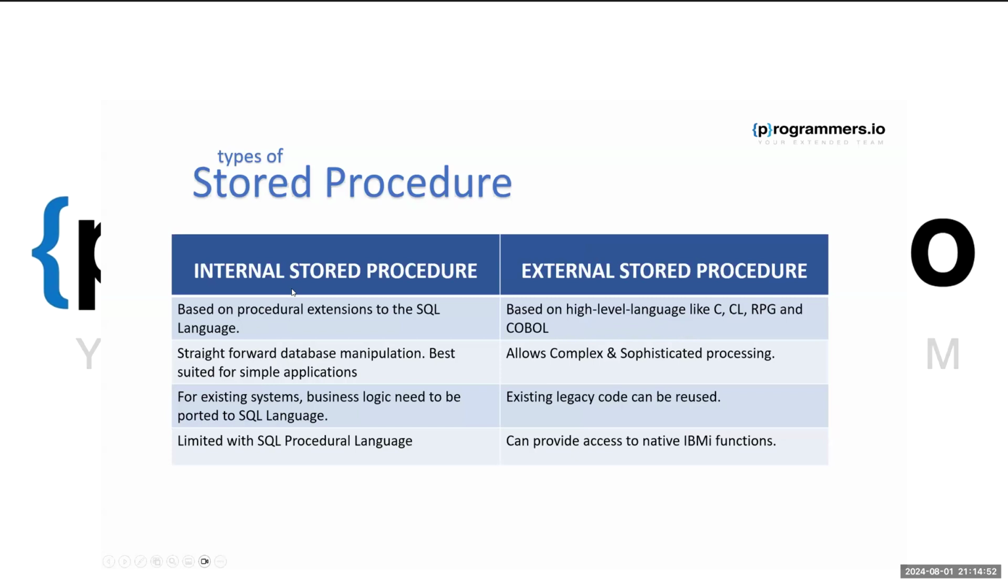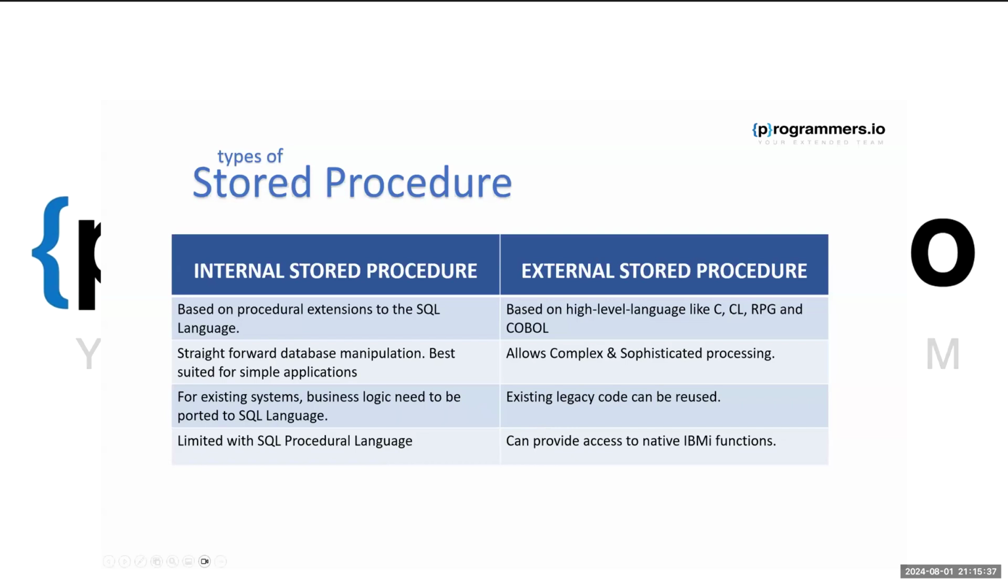Internal stored procedures are mostly preferred for straightforward database manipulation, and are best suited for simple applications. However, if you want to do complex and sophisticated processing, such as using data structures, built-in functions, or data queues, then we can go for the external stored procedure approach. For existing systems, the business logic needs to be ported to the SQL language, whereas the legacy code can be reused. And because we have access to the native IBM i objects, it provides us the facility to access those native IBM i functions.